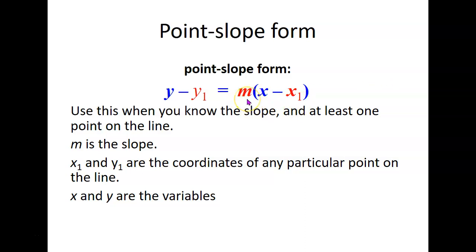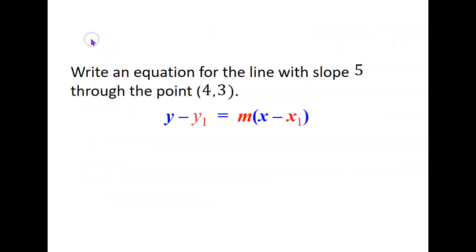So the m in this equation stands for the slope. If you have a specific number for the slope, you put it in place of m. And the x sub 1 and the y sub 1 are the coordinates of any particular point on the line. So the things that are in red here get replaced by specific numbers, and the things that are in blue, you just copy those over. Those are part of the equation. So let's see how this works.